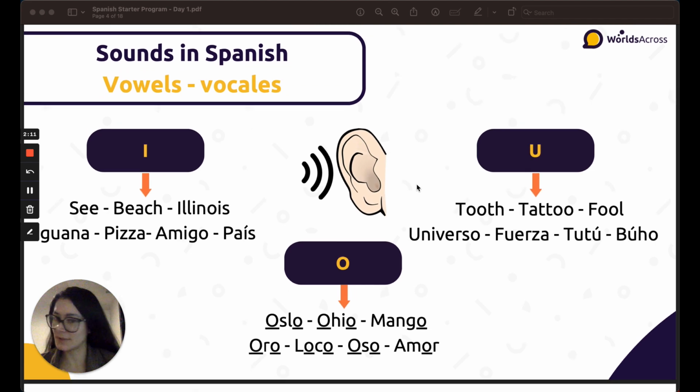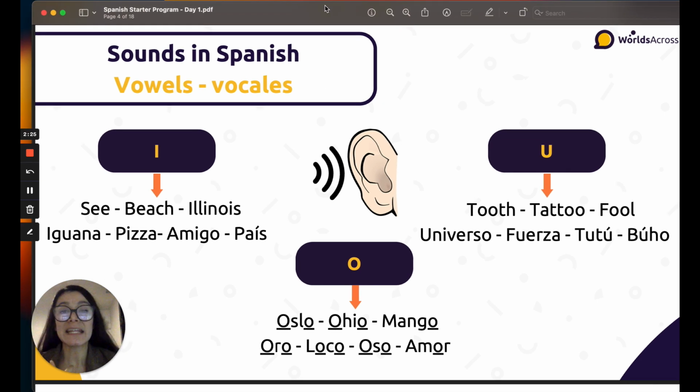The last three vowels, vocales, would be I. You have it in English as ski, beach, and Illinois, okay? In Spanish it would be iguana, pizza, amigo, and país, okay? Very well, now let's go with the letter O. Very dry. It's not O, it's O, okay? Oslo, Ohio, mango. In Spanish, oro, loco, oso, amor.